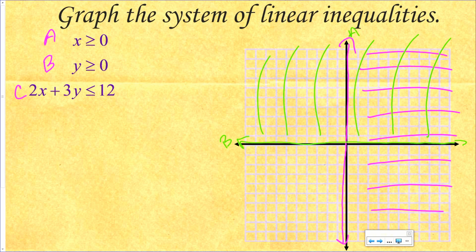And where is y greater than 0 at? Okay. Now we have to put the third line in slope-intercept form, correct? So I'm going to subtract 2x. Divide by 3.